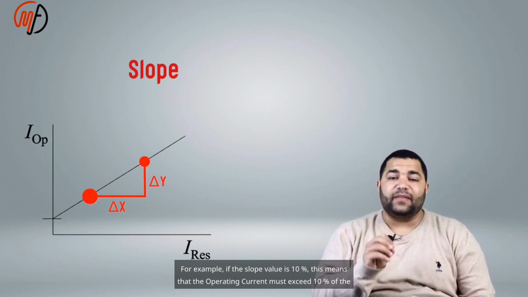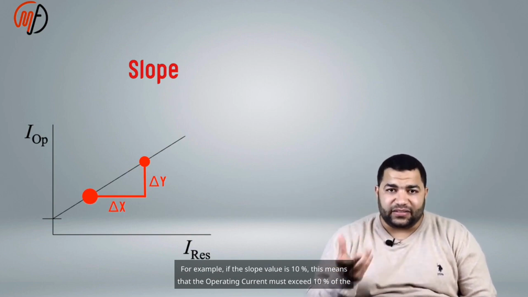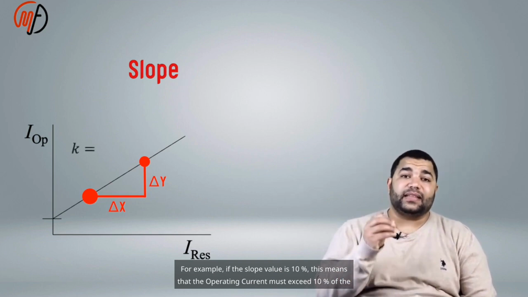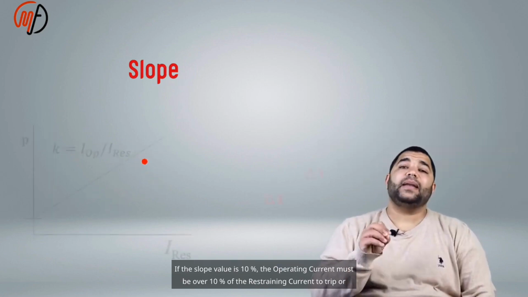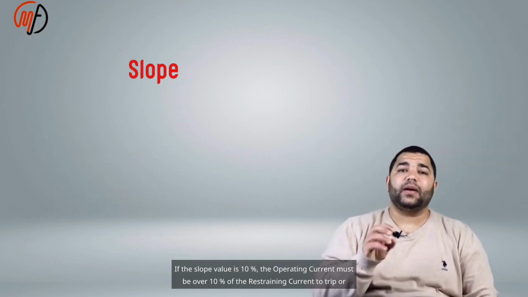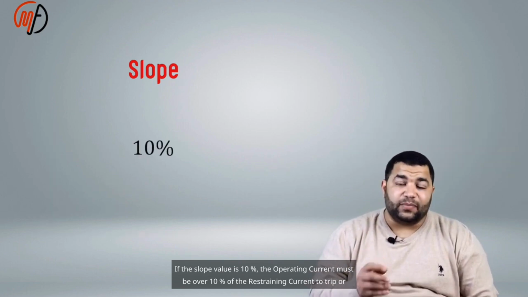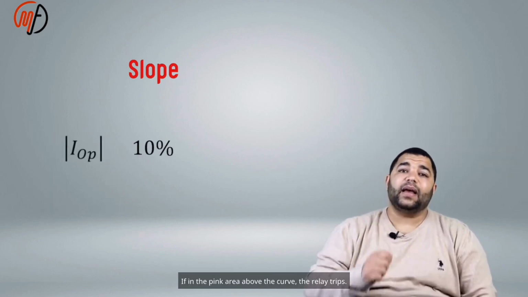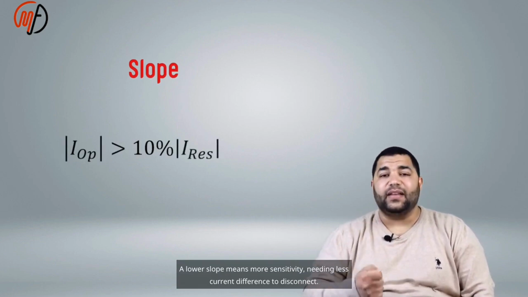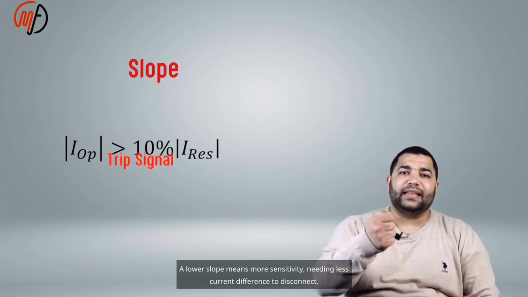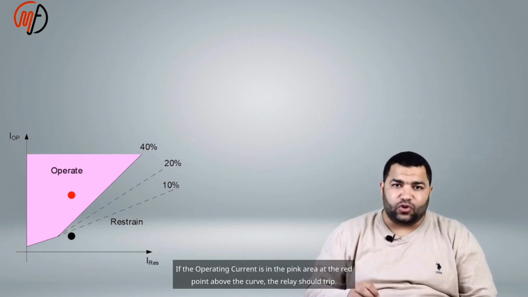For example, if the slope value is 10%, this means that the operating current must exceed 10% of the restraint current for the relay to issue a trip signal. If in the pink area above the curve, the relay trips. If below, it stays stable. A lower slope means more sensitivity, needing less current difference to disconnect. This method can be 10%, 20%, or 40%.